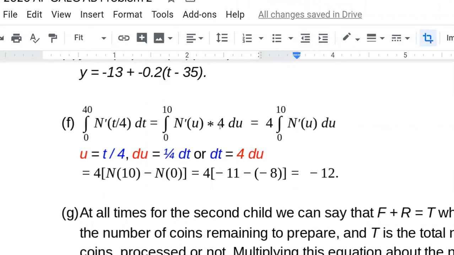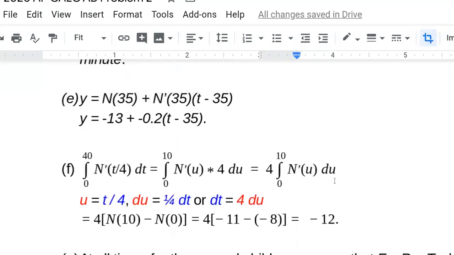Making those switches, right? Remembering to change the limits because we've now changed to u as our dummy variable. T equals 0 gave us u equals 0. T equals 40 gives us u equals 10. You work this out. We get 4 times this integral here, and this is very convenient. We're taking the integral of a derivative, so we know how to do that. We just undo the derivative. That's our antiderivative. And we plug in the limits, 10 and 0. Everything comes from the table at this point, and we get -12.